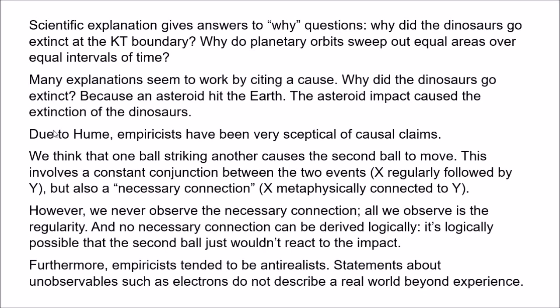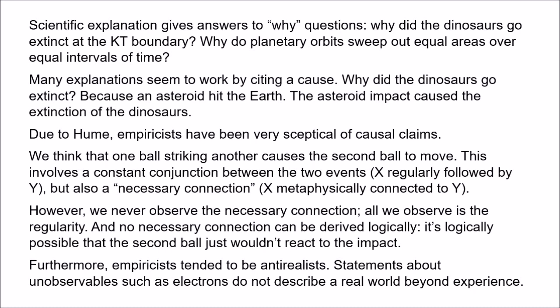Another point to bear in mind is that empiricists tended to be anti-realist. So you can see my video on scientific realism. I've got a whole series on scientific realism if you're interested in this. But the point is that empiricists felt that ultimately all scientific claims can be expressed in terms of statements about immediate observation. So they were sceptical of any unobservable entities cited in any scientific explanation.